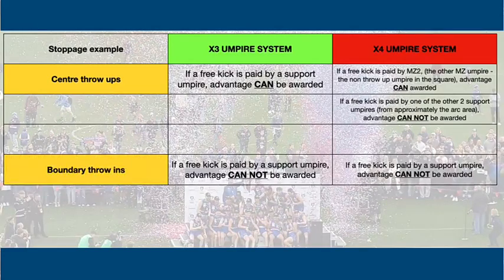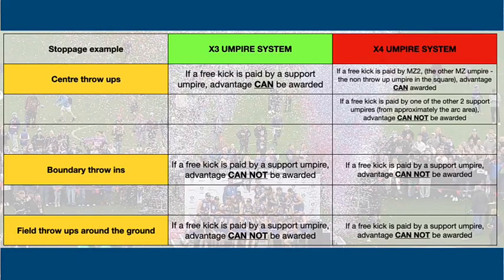When we look at boundary throw-ins, it's pretty simple. In both the 4 umpire system and 3 umpire system, from support, we cannot allow an advantage in both situations. And then field throw-ups around the ground are exactly the same as boundary throw-ups. With the support umpire paying free kicks, we cannot pay advantage.